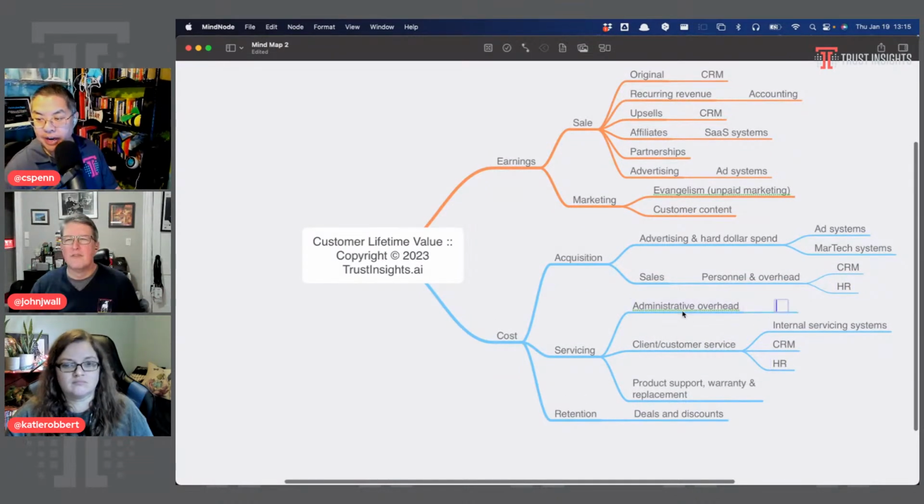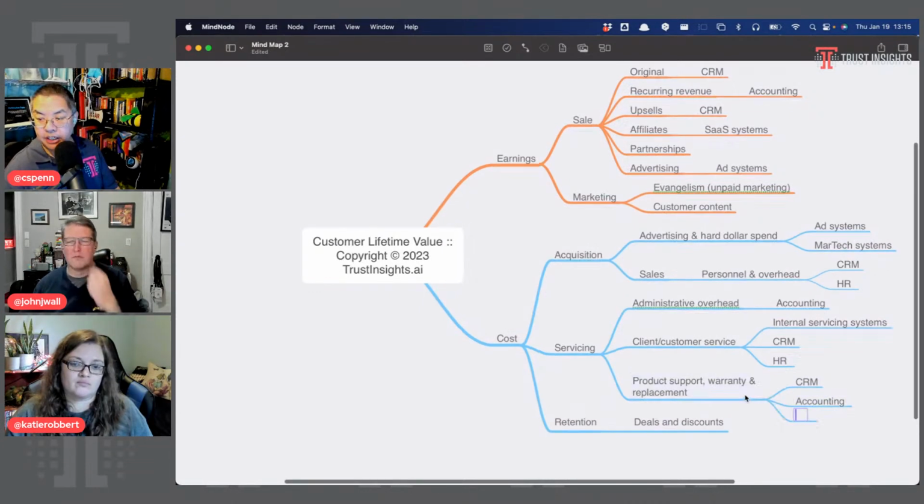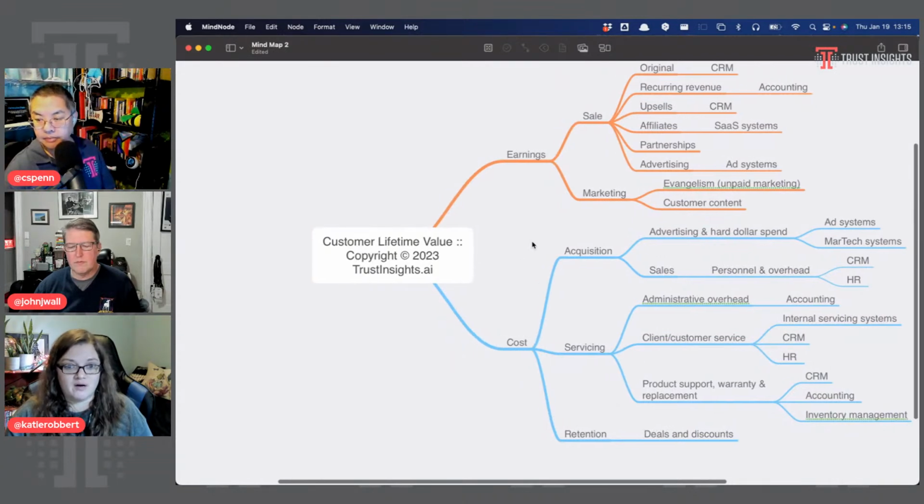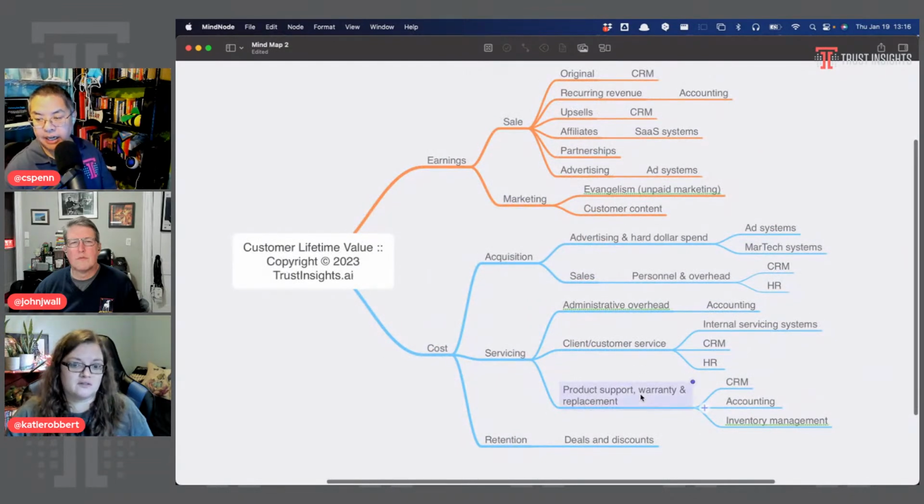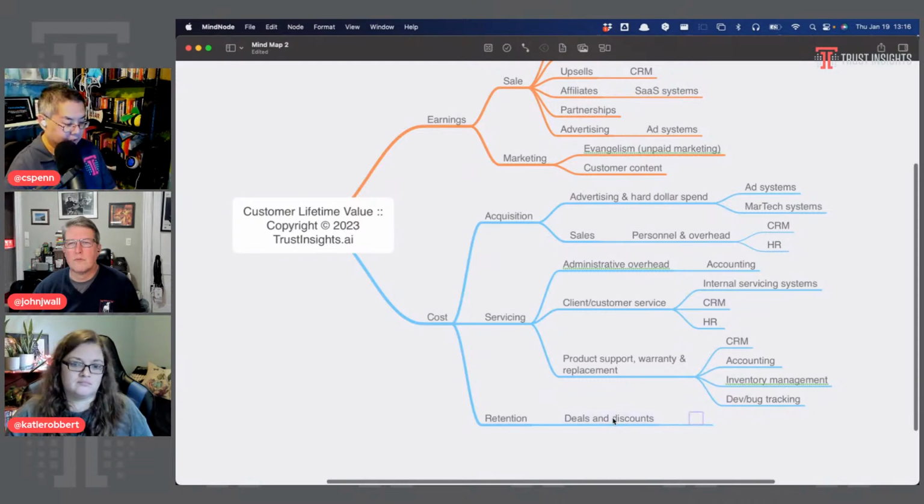Administrative overhead, that's going to be accounting for sure. Product warranties and replacements, that's going to be in a couple different places. You're going to be talking about your CRM, accounting, and depending on your industry, inventory management. And then you're probably also talking about your dev systems, your bug tracking systems. Exactly. And your retention stuff, that's deals and discounts. That again is going to live in accounting and potentially your CRM.